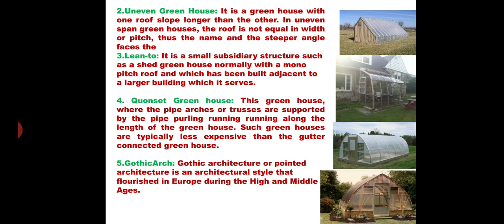And fourth one is Quonset greenhouse. This is a greenhouse where the pipe arches are supported by the pipe purlins running along the length of the greenhouse. Such greenhouses are typically less expensive than the gutter connected greenhouse. Fifth one is Gothic architecture or pointed architecture, an architectural style that flourished in Europe during the High and Middle Ages.